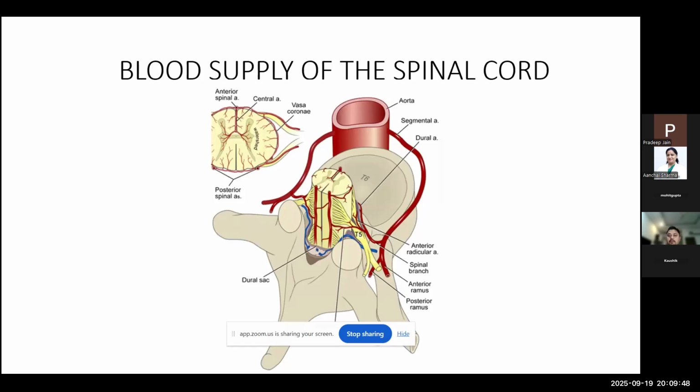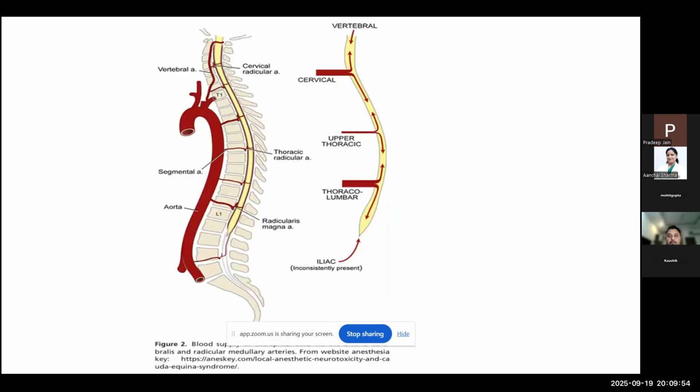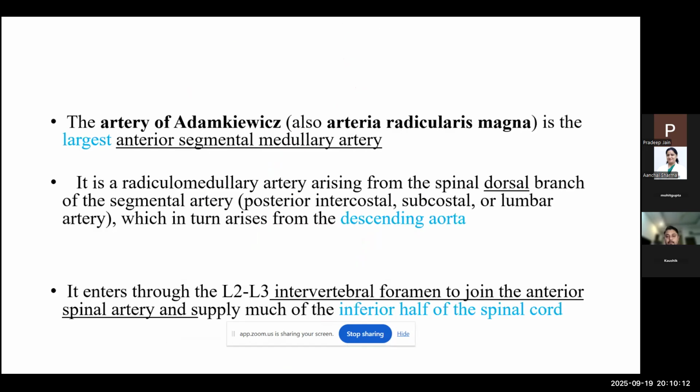The blood supply of the spinal cord has been depicted in this diagram. The largest segmental artery is the radicularis magna artery, also known as the artery of Adamkiewicz, which supplies the anterior two-thirds of the spinal cord and forms a major blood supply to that region. It is a branch of the descending aorta.